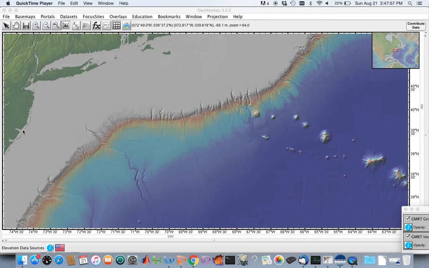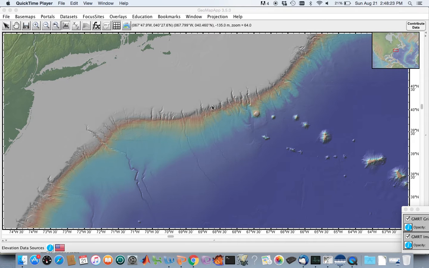So here we see the east coast of the United States. You see Massachusetts, Rhode Island, Connecticut, Long Island, New York, and New Jersey. And we see this very shallow water in this broad region. This is known as the Continental Shelf. This is the submerged surface or top of the edge of the North American continent.